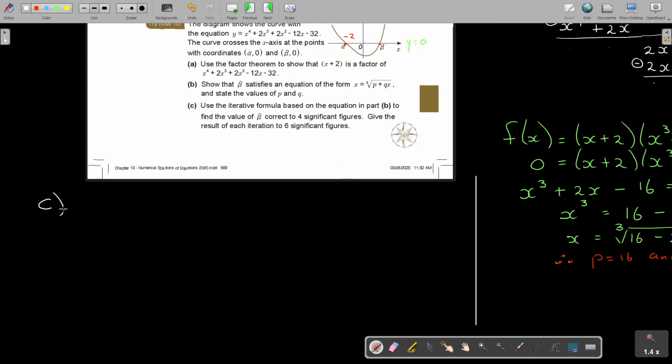If I look at part C, use the iterator formula based on B, so they want you to find the value of beta correct to 4 significant figures. Give the result of each iteration to 6. Okay, so this is quite a lot. They want the final answer to 4 and every iteration in between to 6.